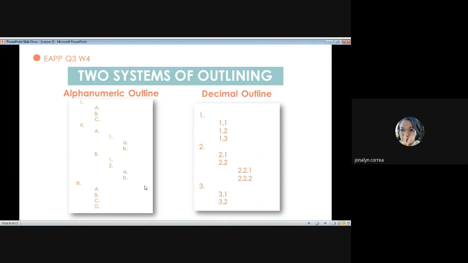So 1 as the major idea, then 1.1 as a supporting idea, 1.2, 1.3, then number 2 is another major idea with supporting detail which are 2.1, 2.2, and we have a minor detail of 2.2.1 wherein it indicates that it is under 2.2. Then the third major idea with 3.1 and 3.2.